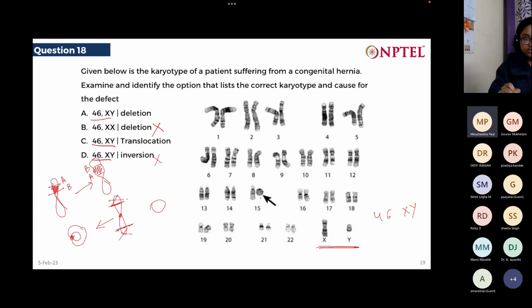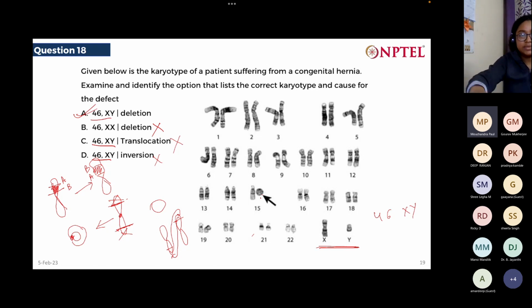Translocation, as I told you in the Philadelphia chromosome example, needs two chromosomes first of all, and there will be double-strand breaks in these two chromosomes. They don't necessarily have to be homologous, they can be non-homologous chromosomes as well. Then this sequence will go here, and this sequence will go there. So this kind of translocation can happen, but that again doesn't give the ring-like structure. So the correct answer is A, which is giving the ring-like structure.